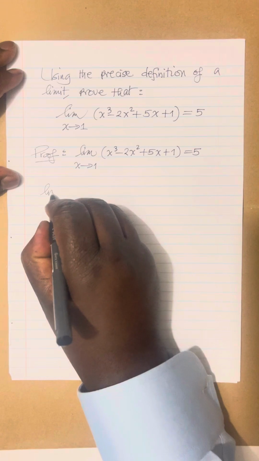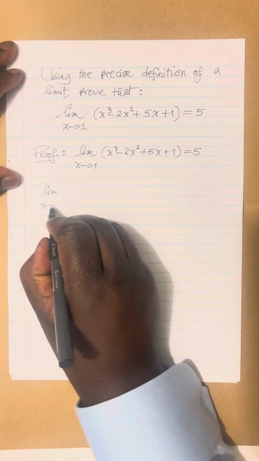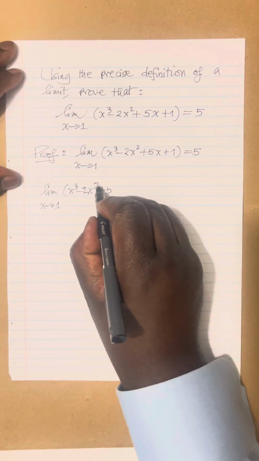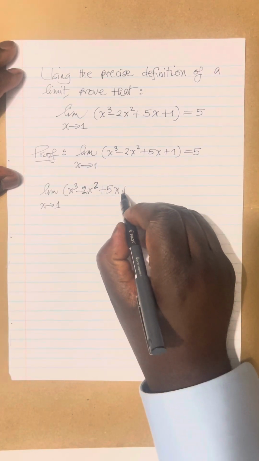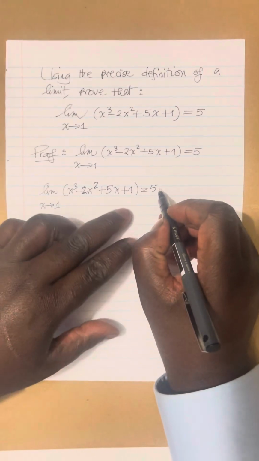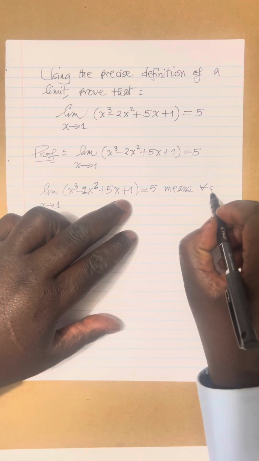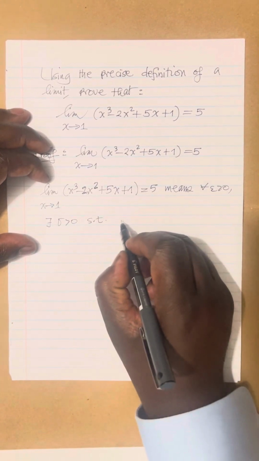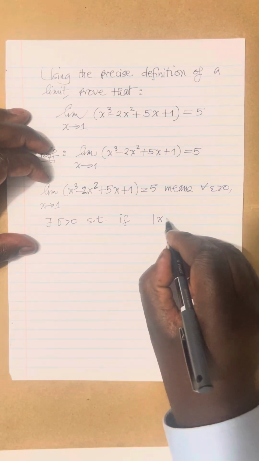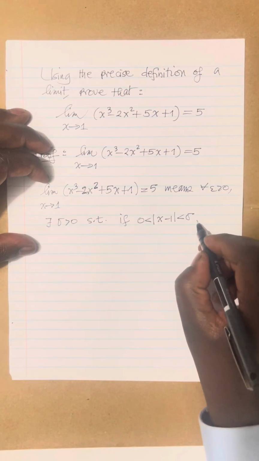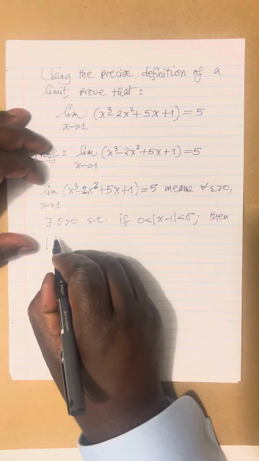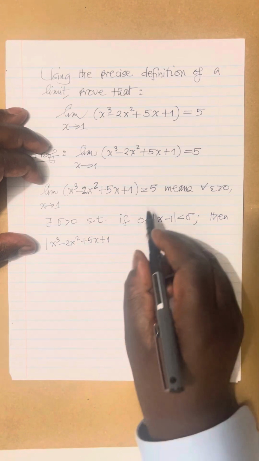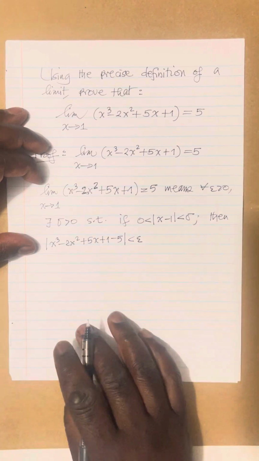So we're going to say the limit as x approaches 1 of x cubed minus 2x squared plus 5x plus 1 is equal to 5 means for every epsilon greater than 0, there exists a delta greater than 0 such that if the absolute value of x minus 1 is less than delta but greater than 0, then the absolute value of the function x cubed minus 2x squared plus 5x plus 1 minus the limit should be less than epsilon.